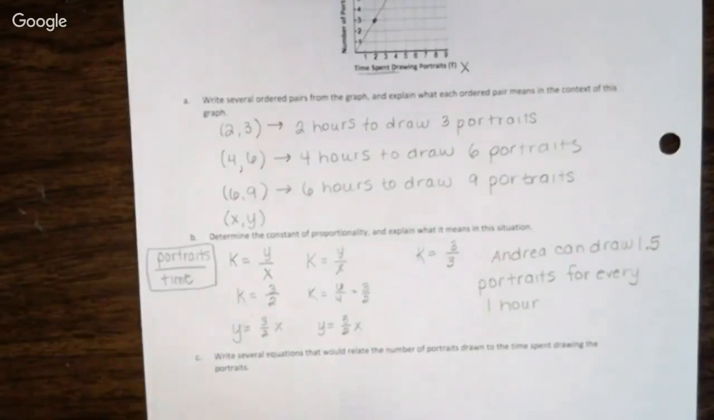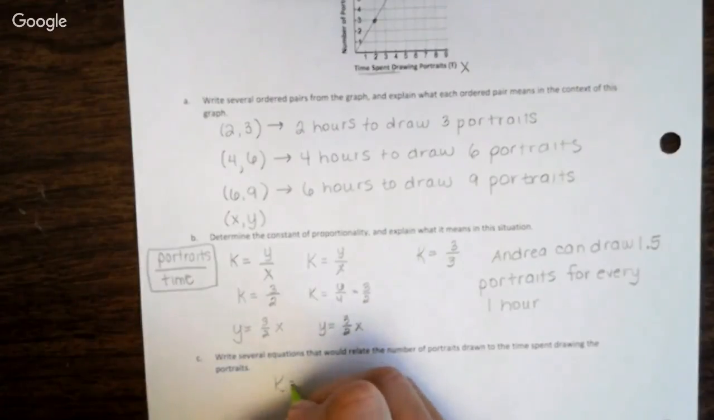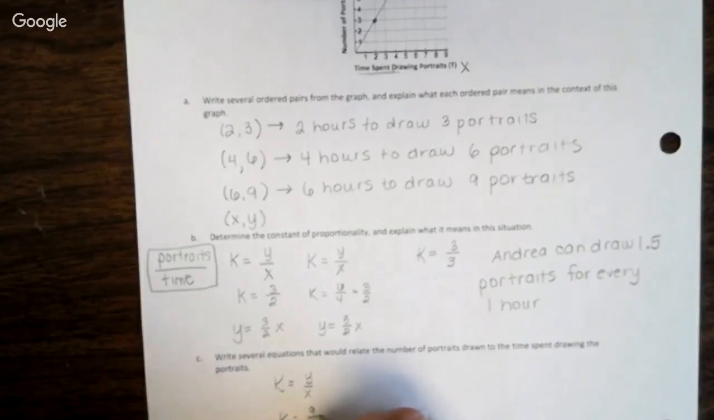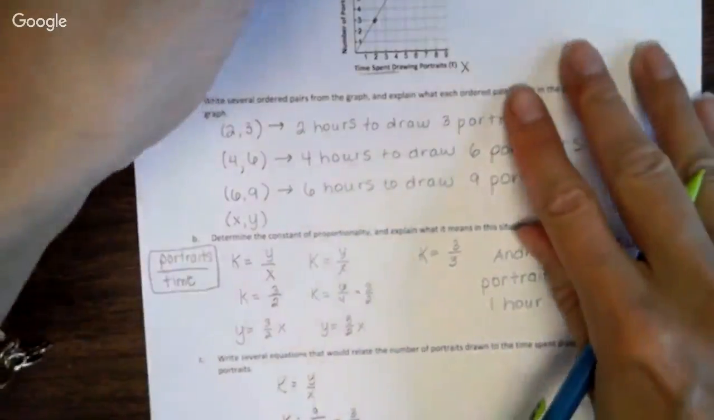Now, it says write several equations that would relate this. I started to do that in part B. So I used the first 2 points. Let's just do the last point. The last point is Y over X. My Y value is 9. My X value is 6, which reduces to 3/2. So your equation is Y equals 3 over 2 X. Let me show you that.